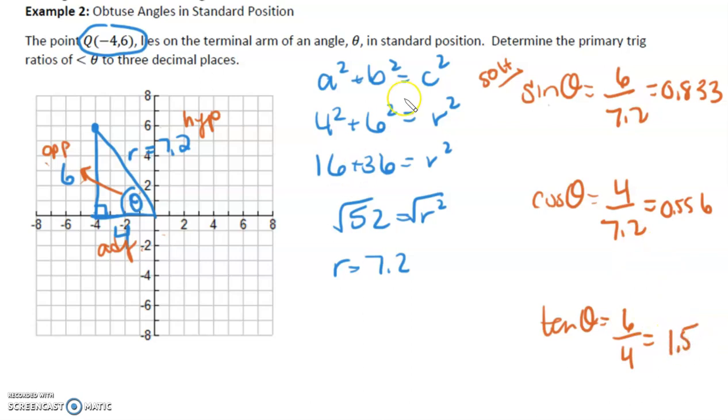Okay, here is what is missing. This was at the bottom of the notes: in this quadrant, sine is positive, cos is negative, so we're going to have negative 4 over 7.2, or negative 0.556, and tan is negative. So negative 1.5.